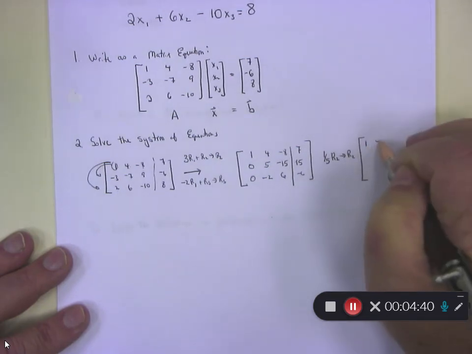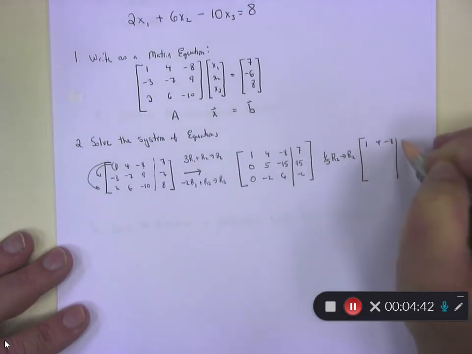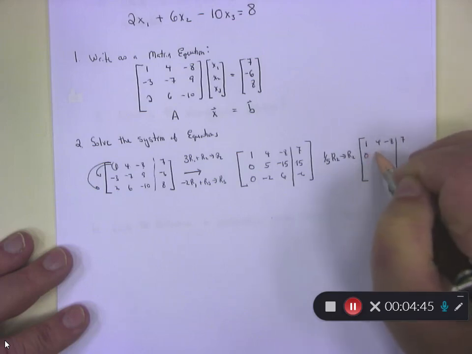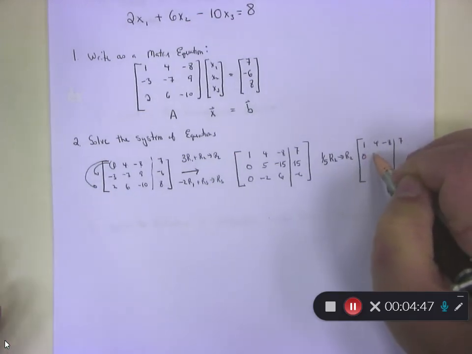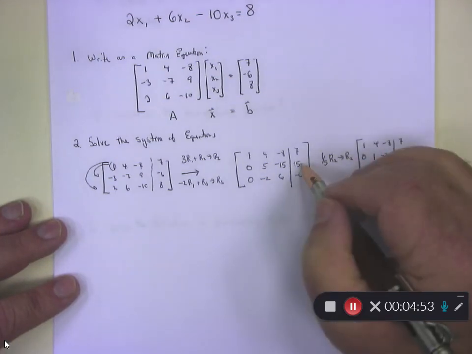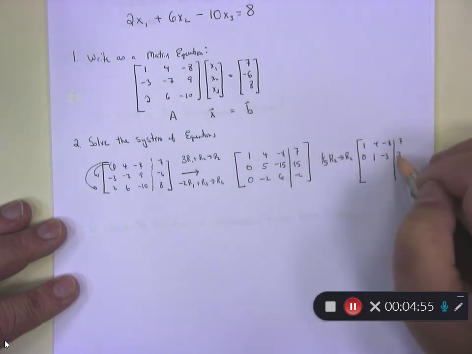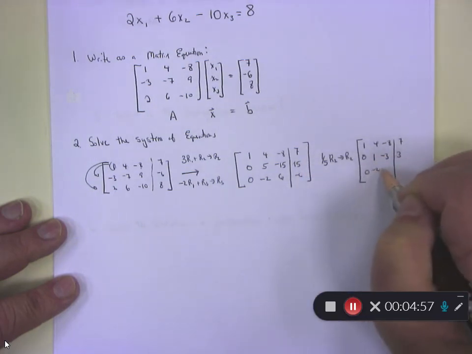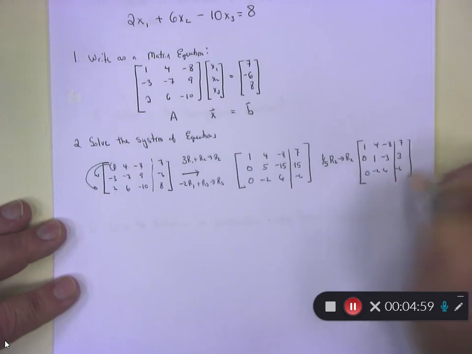So this is 1, 4, negative 8, augmented with 7. Now it's going to become 0. 1/5, 5 is a 1, making him a pivot. Negative 15 divided by 5 is a negative 3. 15 divided by 5 is a positive 3. And then 0, negative 2, 6, negative 6. What's my next move?